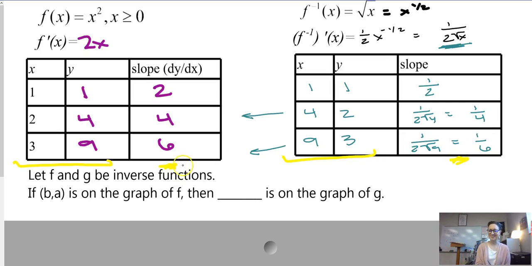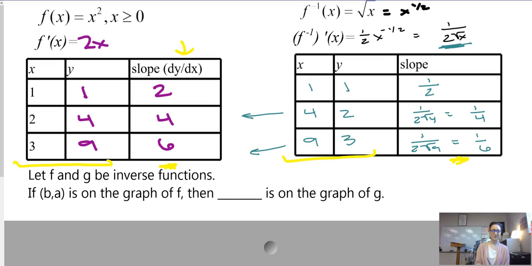And what is the correlation there? They're reciprocals, right? Not negative reciprocals, just good old reciprocals. And why is that? Well, over here, you had dy/dx, right? But now we're flipping x and y's, we're switching them. So now I'm going to have essentially what was dx/dy, okay?